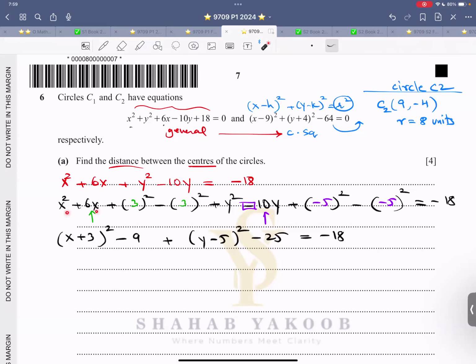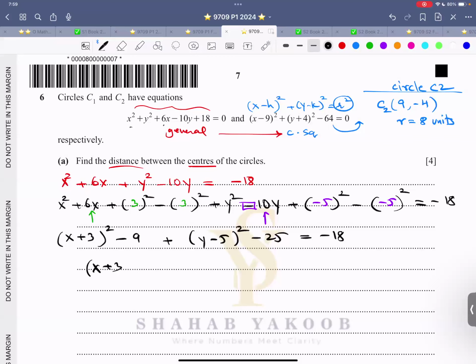So therefore, x squared plus 6x plus bracket square minus bracket square, half and half. This is y squared minus 10y, that's half and half. So therefore, 3 square is 9 with a negative sign, 5 square is 25. So 25 and 9 is 34, not 36. I was saying it 36. So that is 34, take it to the other side.